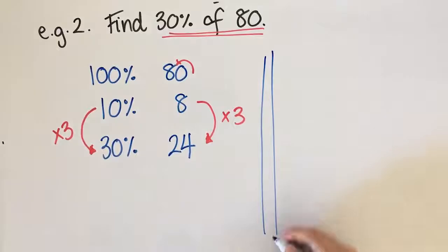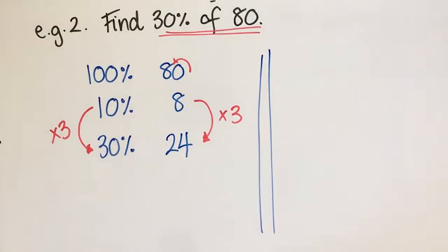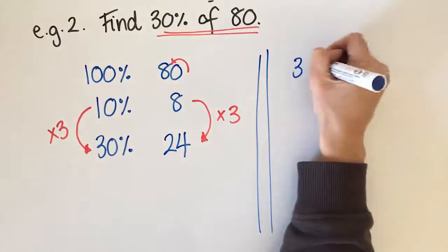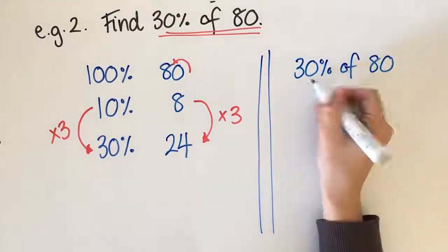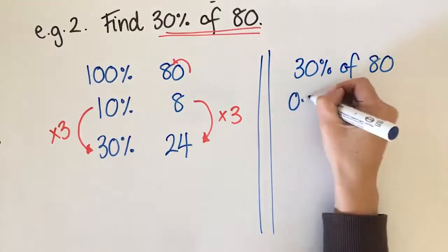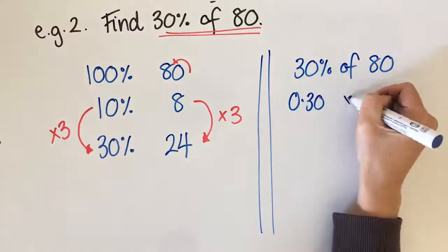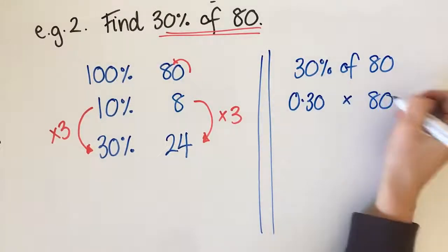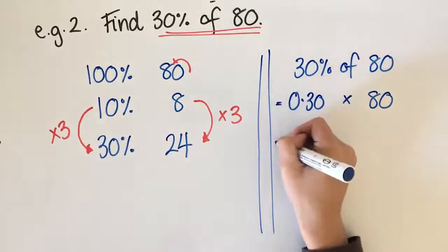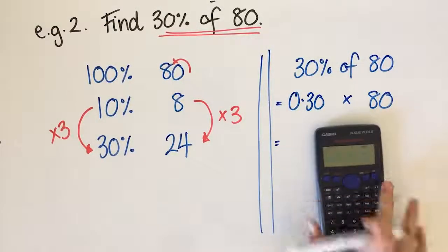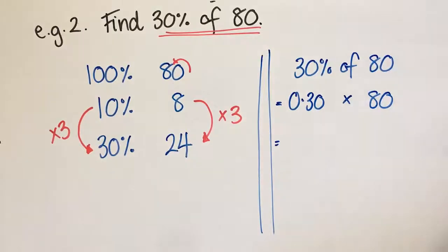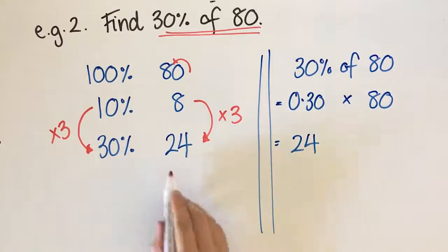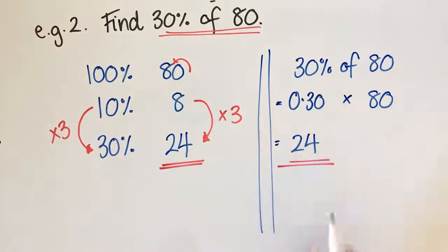If that is confusing for you and you'd like to use the calculator method, then we know we want 30% of 80. We change this to a decimal, 0.3. We change this to a times, and we keep that the same. Then we do it on the calculator. We'd go 0.3 times 80, and that's going to give us 24. Okay, so this is our non-calculator method, and this is our calculator method.